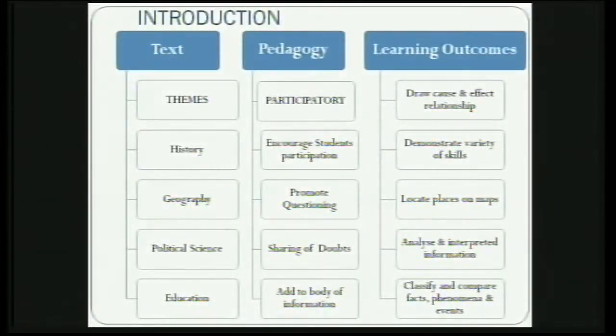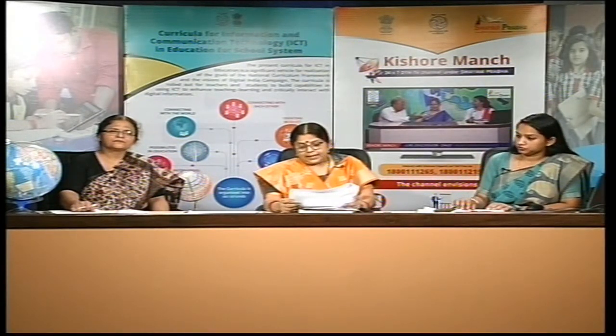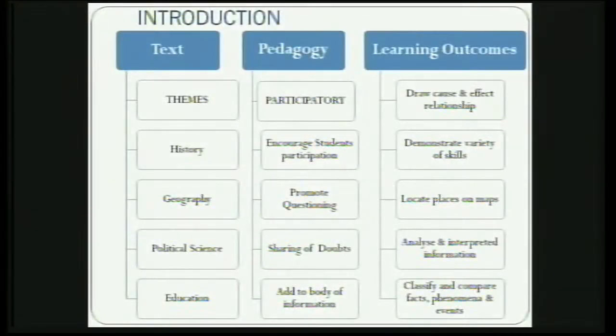Then what do we want to aim at? We want certain learning outcomes, because we are aware that every child learns differently. But there are certain expectations which we as a teacher have as well as the student. Draws cause and effect relationship, is able to demonstrate varieties of skill, because how do we know that a particular theme has been understood by the child? Then locate places on map, then analyze and interpret information, classify and compare facts and phenomenon. This is what the pedagogy should aim at.